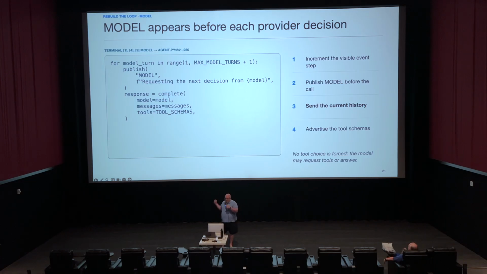So each turn emits model before calling the provider. Every request includes the history and the tool schemas, right? So you have to tell it every single time, right? You want to provide a system message, right? How many people have done chat completions?